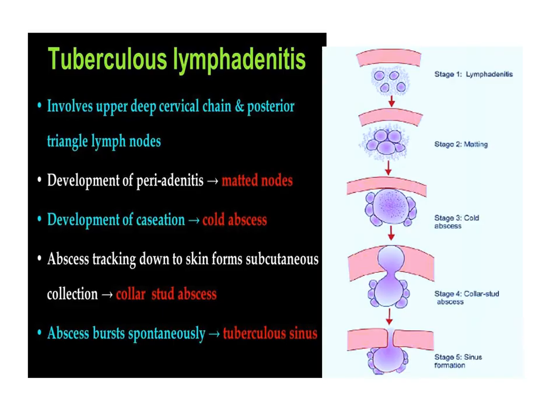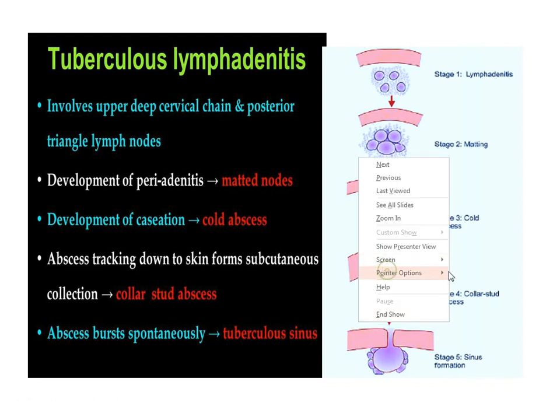This is about tubercular lymphadenitis. It starts by involving the lymph node. There will be a process of lymphadenitis, then matting together, and then caseation and the development of a cold abscess. Sometimes there will be a subcutaneous collection, called a collar stud abscess, and sometimes sinus formation, where the abscess bursts to the outside.